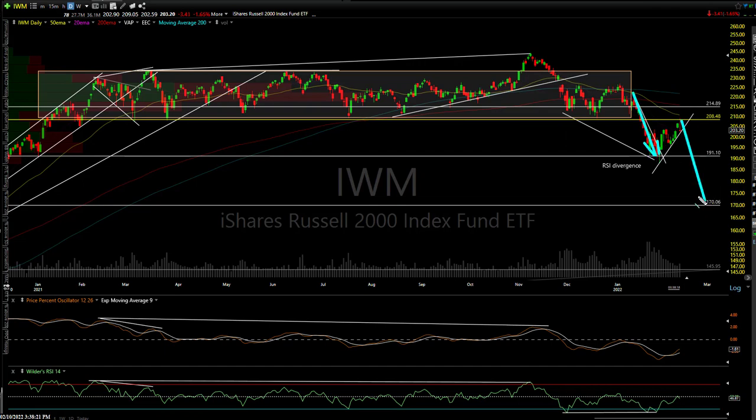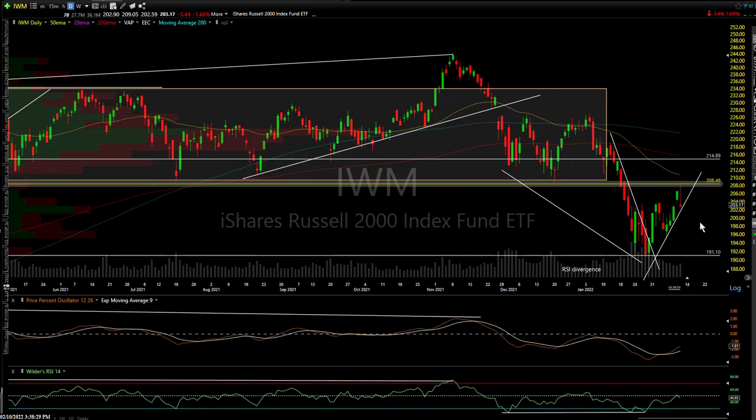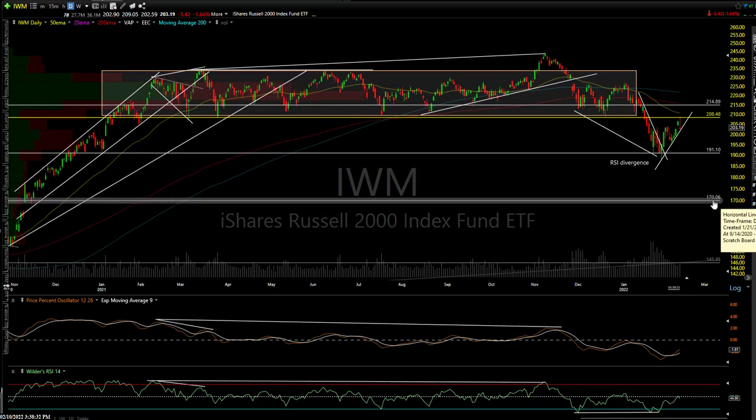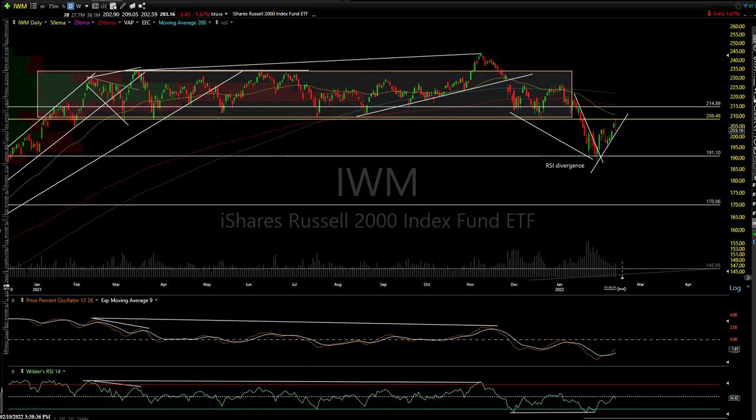If we get that and it looks a lot like this, mostly down, you're going to want to be in TZA. If not, maybe let's say I'm right on where we go, but I'm wrong on when we get there, that's when you'd be better off shorting IWM or buying RWM, the non-leveraged short version.